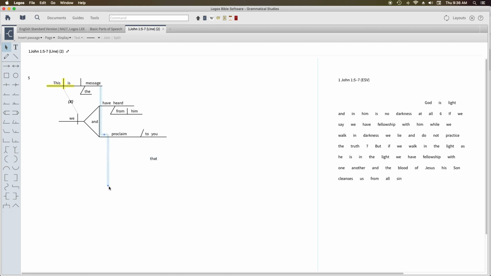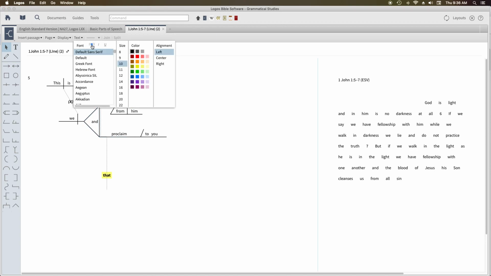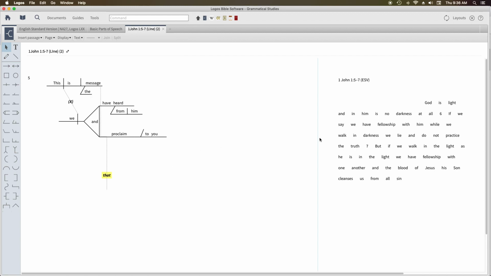And so this is the message that. I'm going to put that there. And since it's relative, I'm going to bold it and italicize it. That. And what is the message? We need our subject and our verb again.